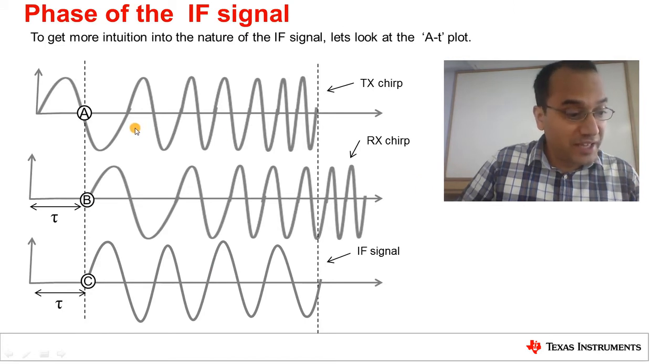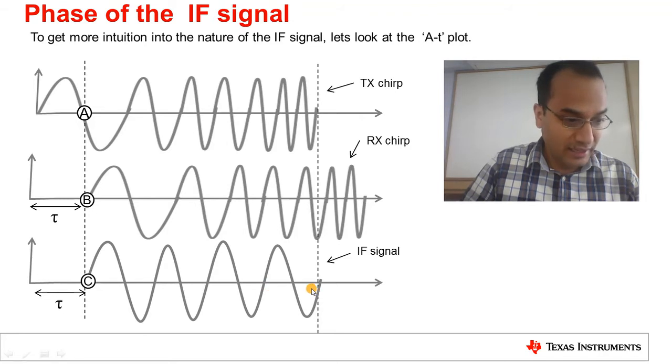So the top figure here shows the AT plot for the TX chirp. The one in the middle is the RX chirp, which is just a delayed version of the TX chirp, delayed by an amount τ, τ being the round-trip delay. And as we learned earlier, for a single object, the IF signal is going to be a constant frequency signal. In other words, a single sinusoid.